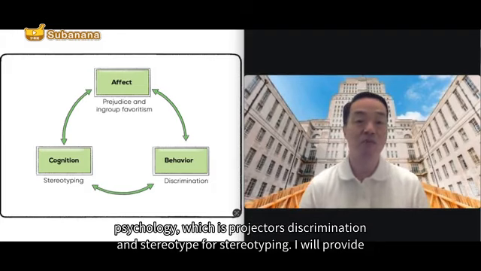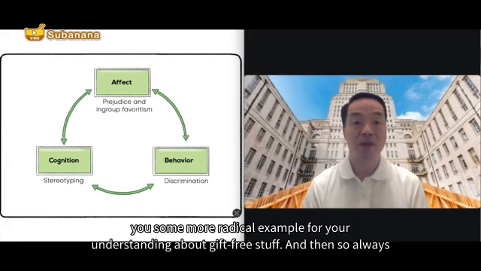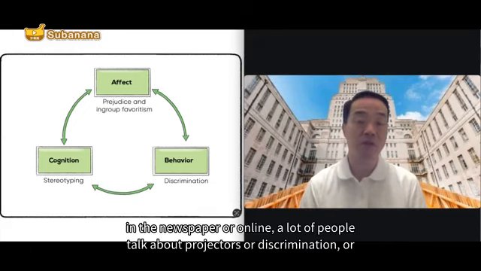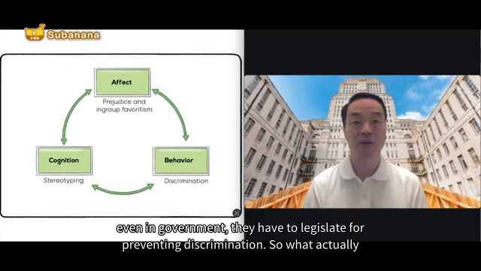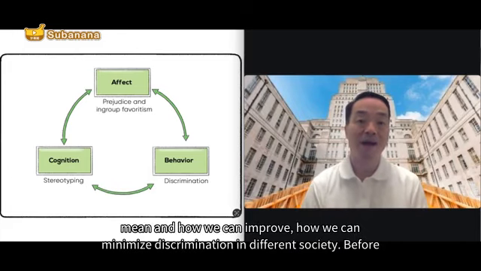Right? And I will provide you some more relevant examples for you to have a better understanding of these three things. Always in newspapers or online, a lot of people talk about prejudice or discrimination. Or even the government, they have to legislate to prevent discrimination. So what does it actually mean, and how can we minimize discrimination in different societies?